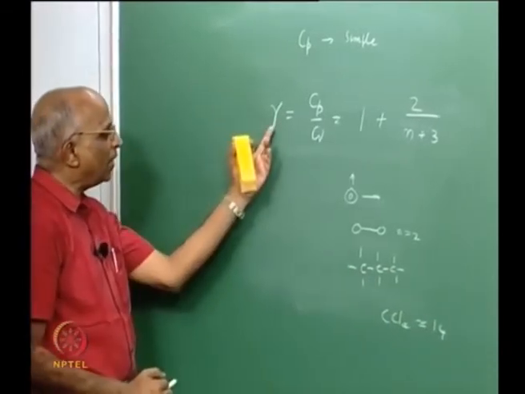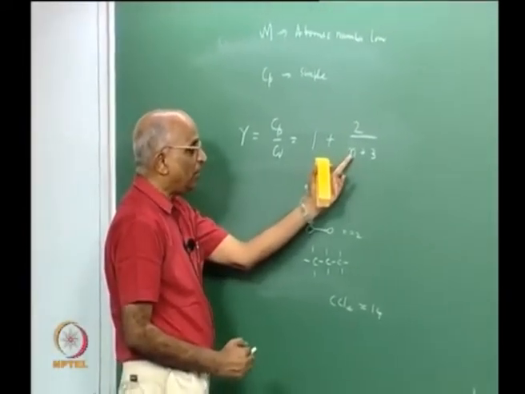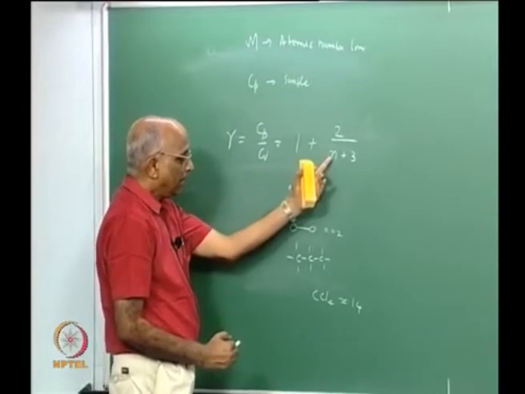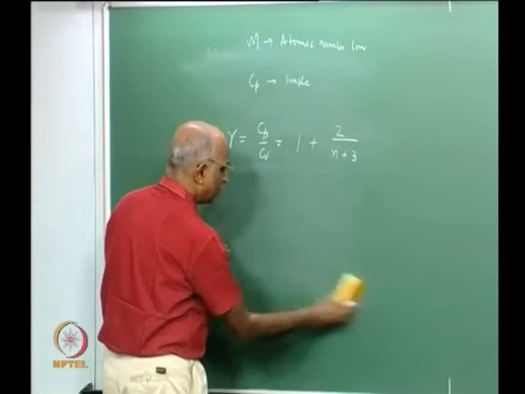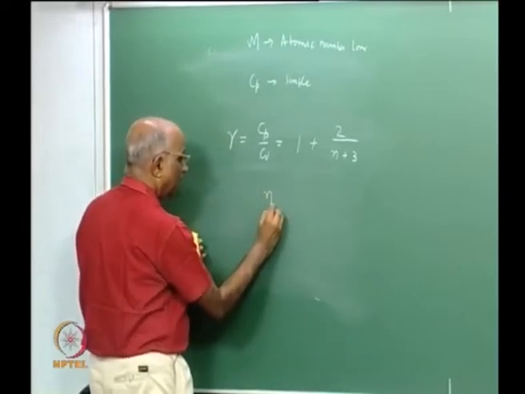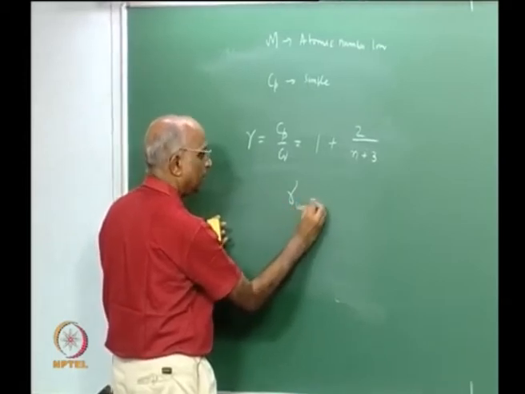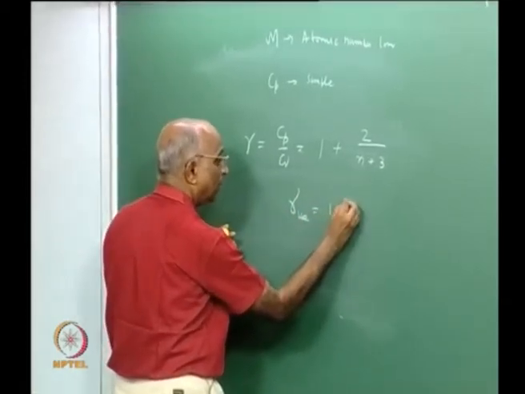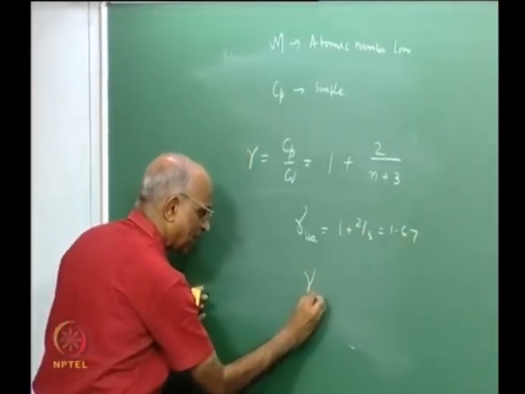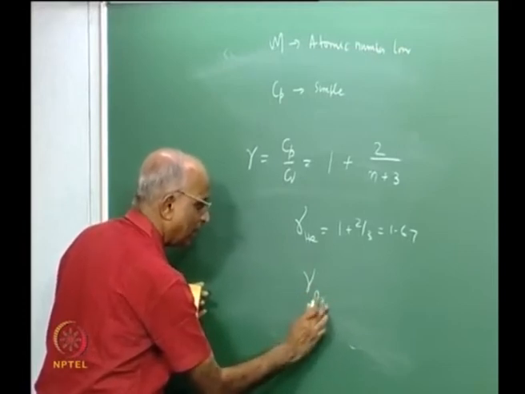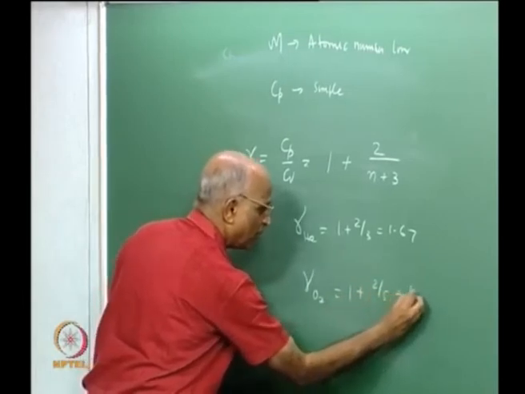Therefore, for the gamma value of a monoatomic gas, for which the number of degrees of freedom is only 3, let us say gamma for helium is equal to 1 plus 2 by 3, which is equal to 1.67. For diatomic gases like oxygen, hydrogen, nitrogen and all that, you have 1 plus 2 by 5, which is 1.4.